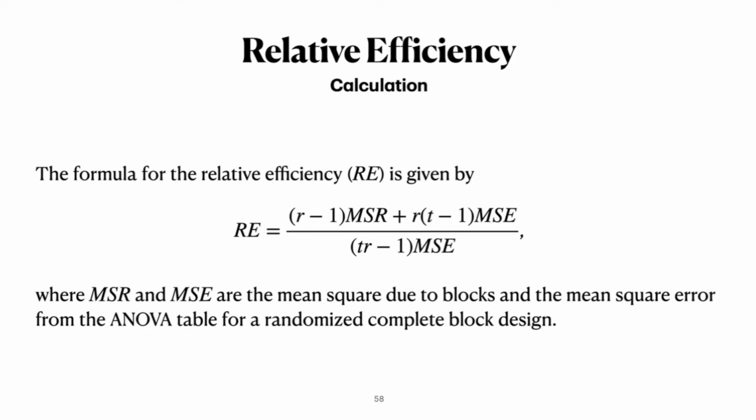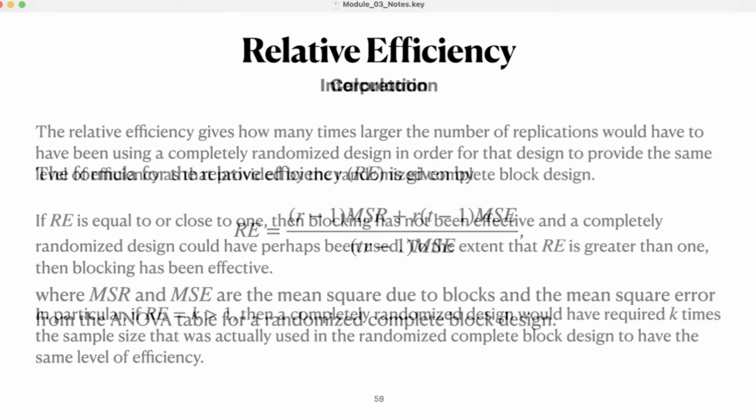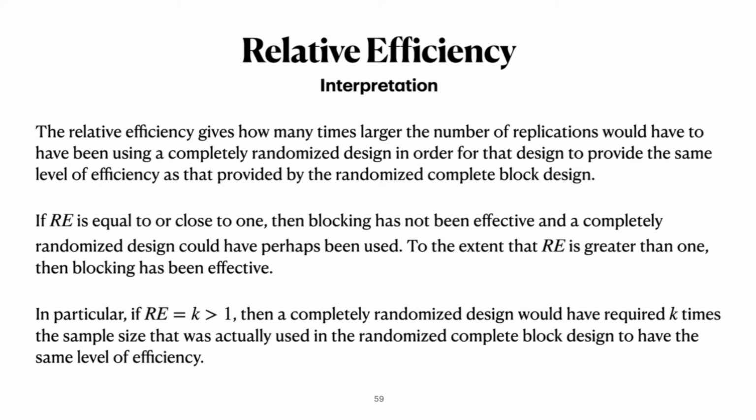Okay, so once we've done that analysis, that ANOVA for the randomized complete block design, we can use the mean square for blocks and the mean square error to compute this measure of relative efficiency. Now, how do we interpret the relative efficiency? The relative efficiency gives how many times larger the number of replications would have to have been using a completely randomized design in order for that design to provide the same level of efficiency as that provided by the randomized complete block design that was actually used.